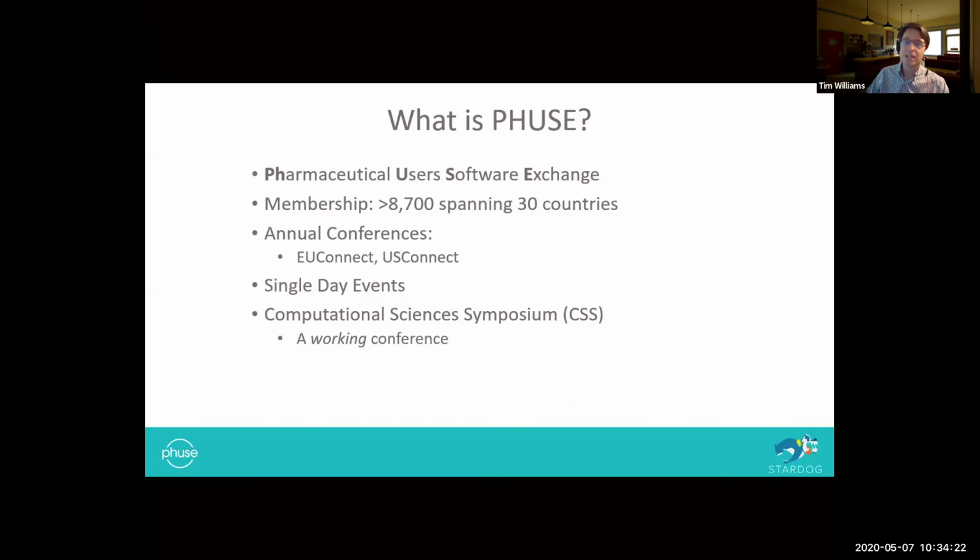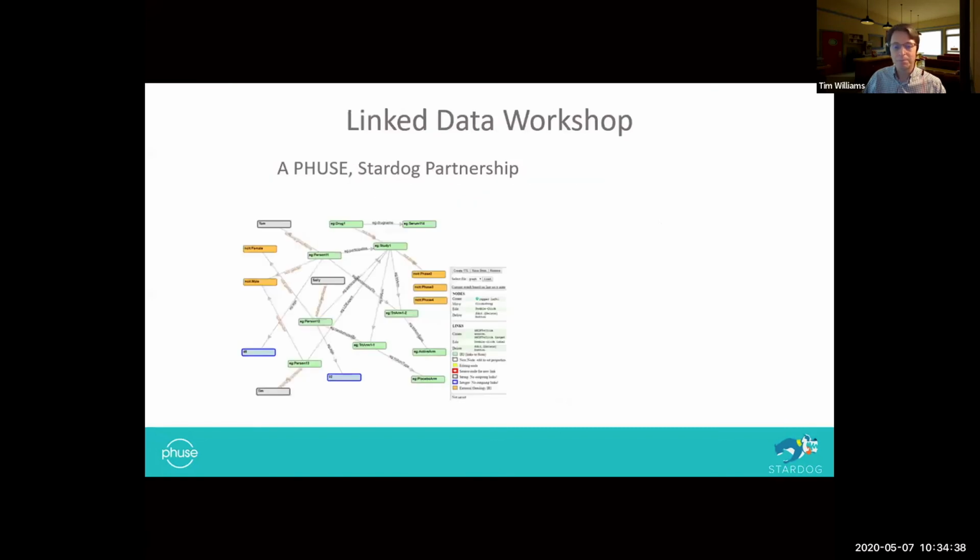The PHUSE organization has almost 9,000 members globally and hosts annual conferences in both Europe and the US. There are also single-day events around the world that focus on a topic of interest, and a symposium where volunteers come together to work on standards, methodologies, technologies, and more.